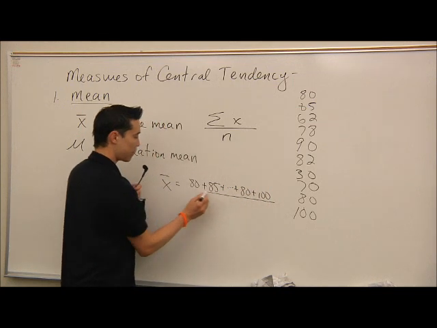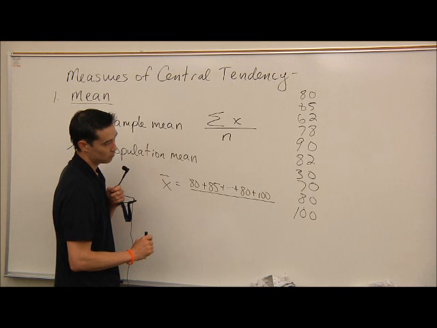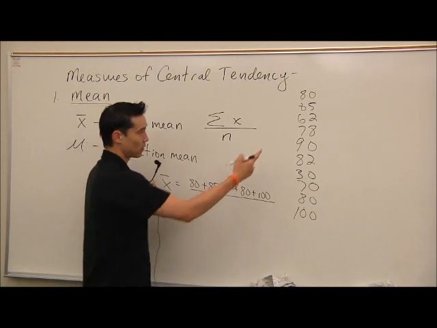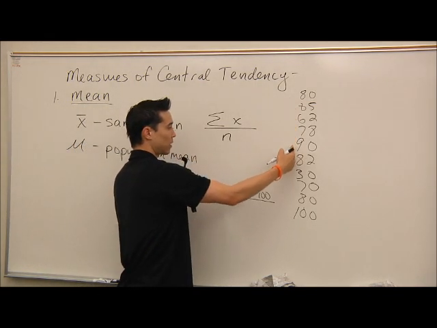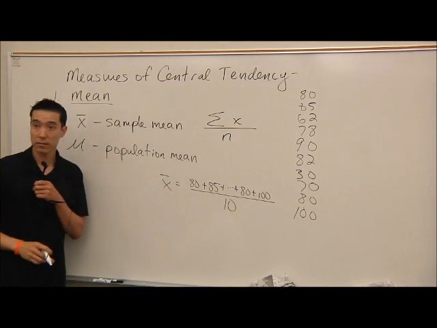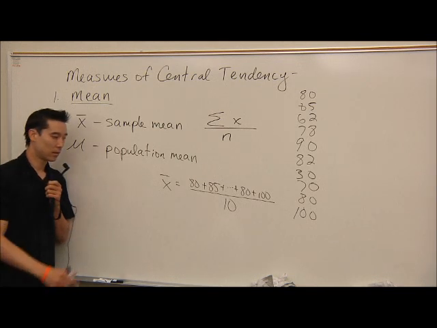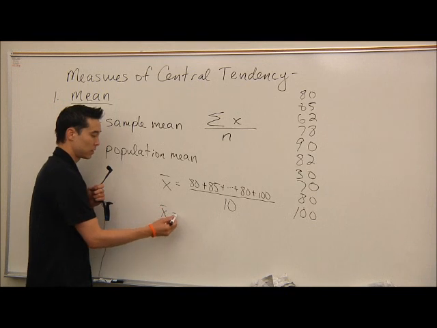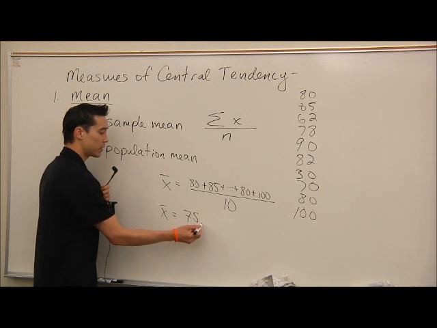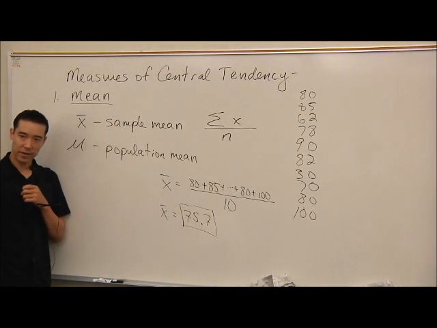How many quiz scores did we have? I have 1, 2, 3, 4, 5, 6, 7, 8, 9, 10, right? So you're going to add up those 10 values, and then you're going to divide by 10, and that will be your mean. Okay? So go ahead and do that for me, please. It comes out to what? 75.7. 75.7, exactly? Yeah. Everybody get 75.7?